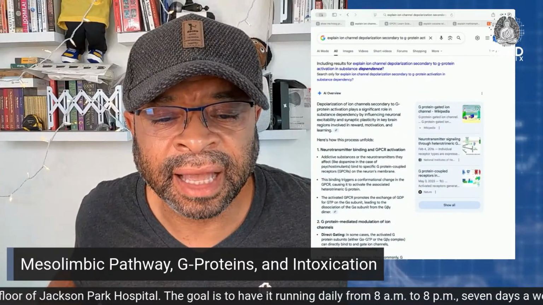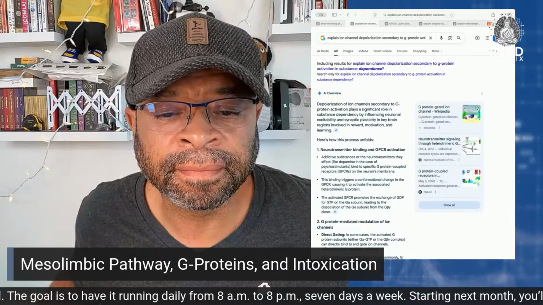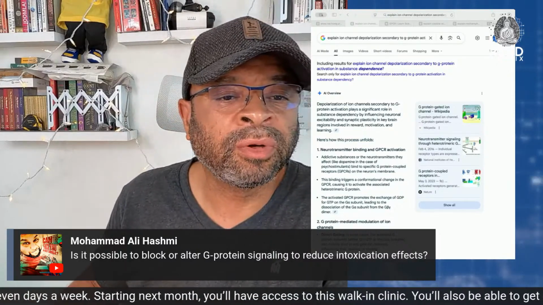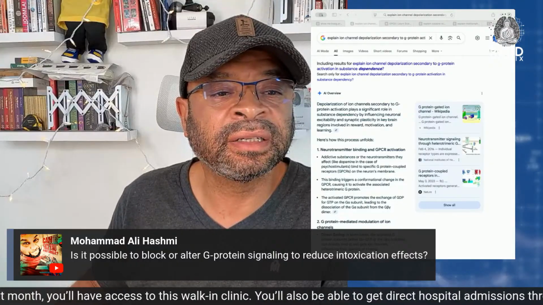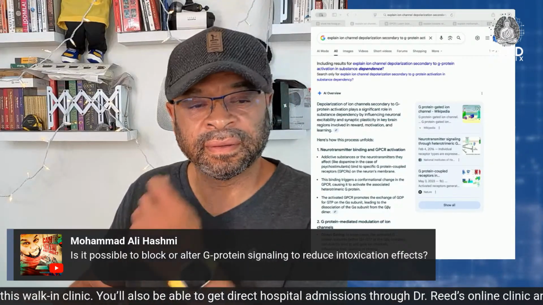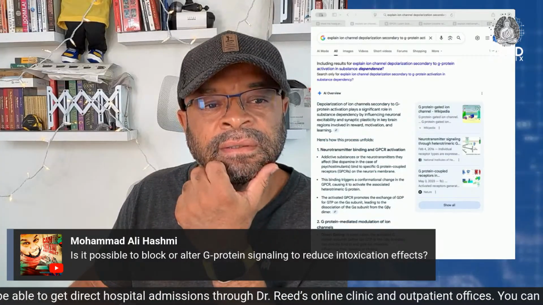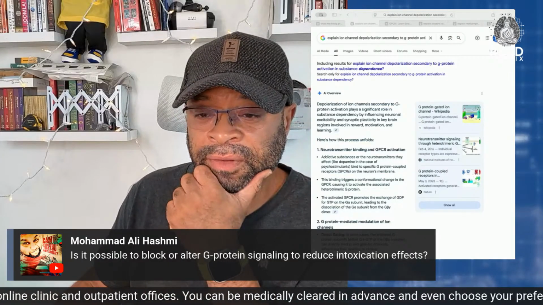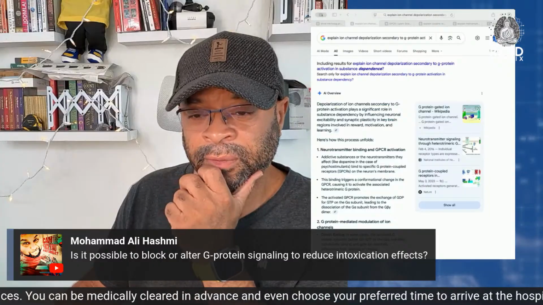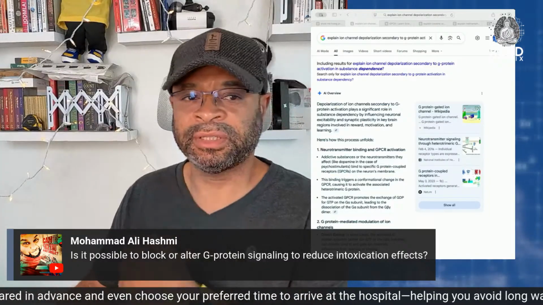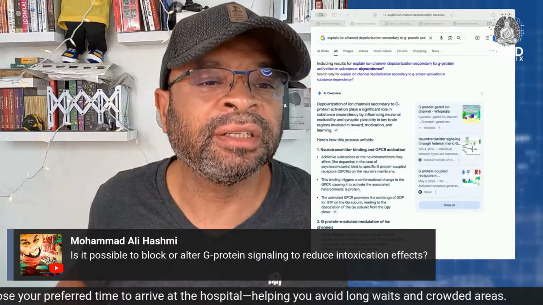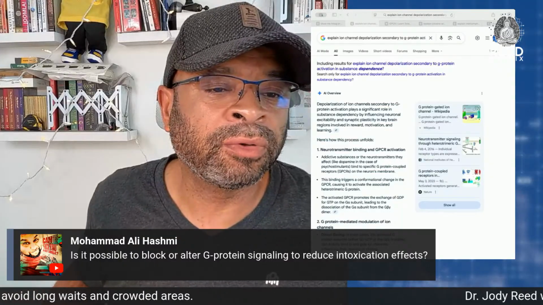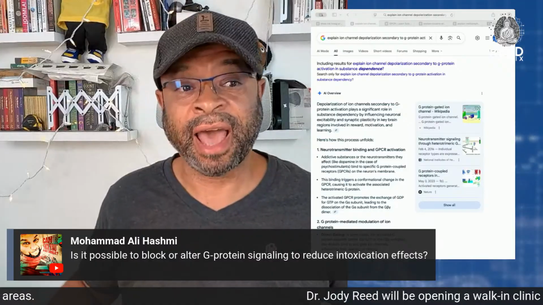I have another question here, from Muhammad. Is it possible to block or alter G protein signaling to reduce the intoxication effect? So we're talking about the dopamine receptor, and I'm not sure if we're going to block the dopamine receptor. I'm not sure of that question. To answer it, I don't think so.